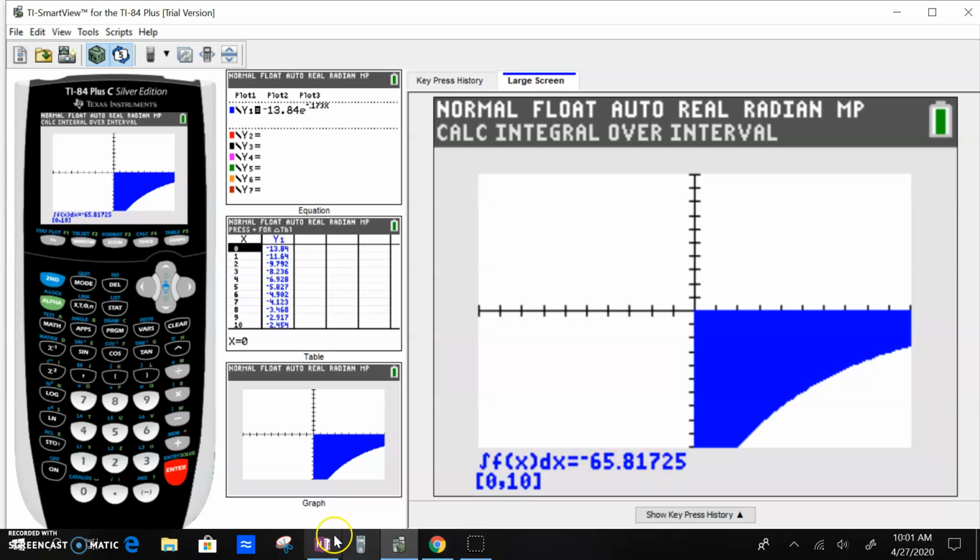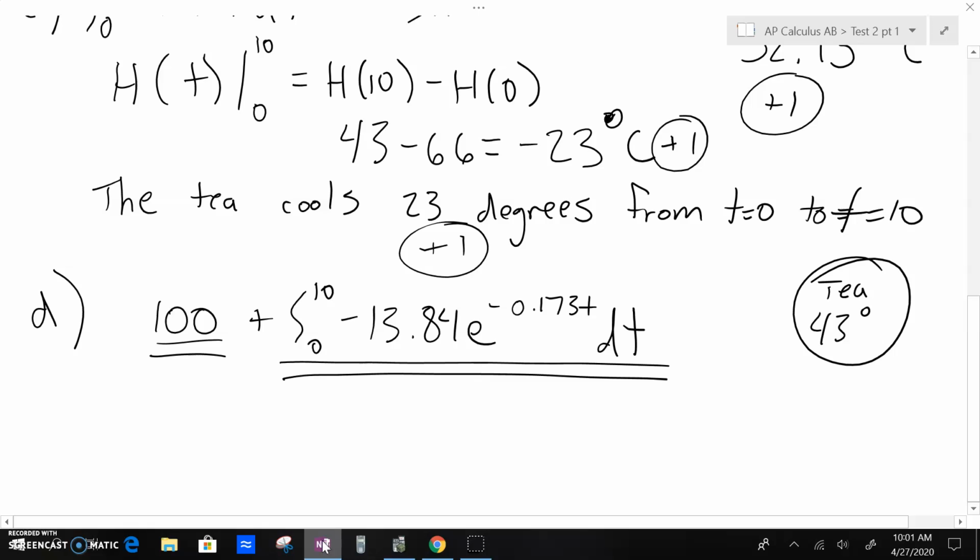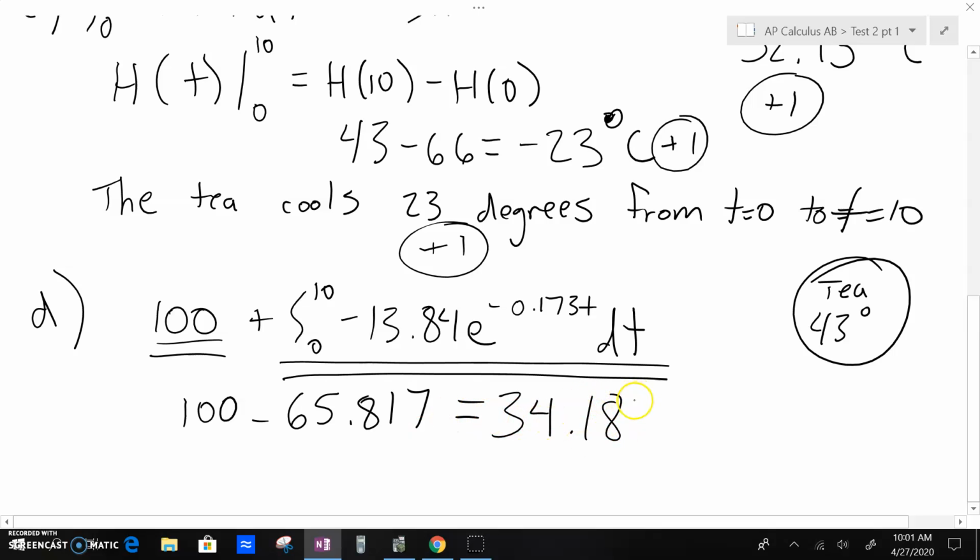So I'm losing 65.817 degrees. So I'm going to go back and say, okay, that's worth 65.817 degrees. I'm taking that away from 100. I think I can do this in my head. That'd be 34.183. Yeah, 34.183 degrees Celsius is then what these biscuits are measuring for temperature at 10 minutes.